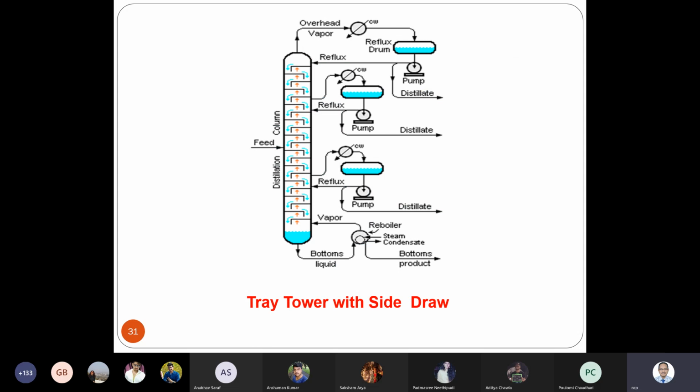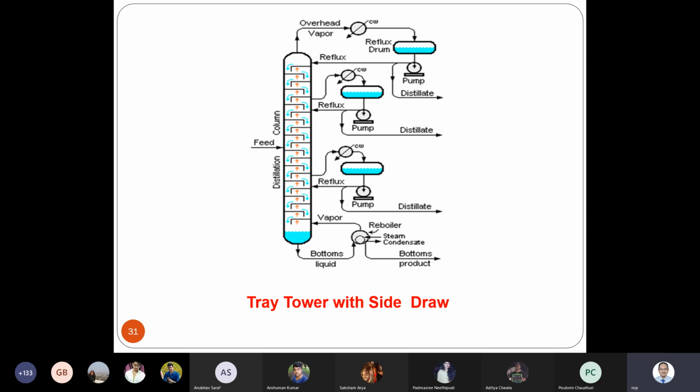So you have seen this example: the refinery distillation tower, this crude distillation column. Here we can withdraw this side stream and then send it back as a reflux for the tray below, but at the same time we just take out this distillate product.